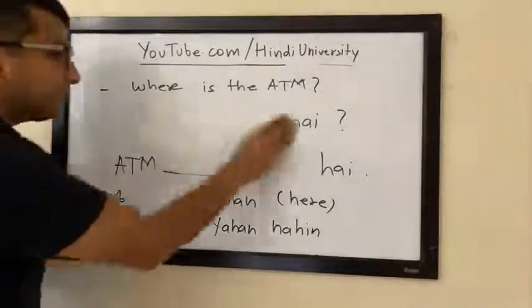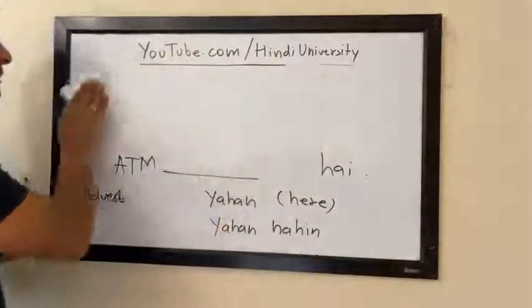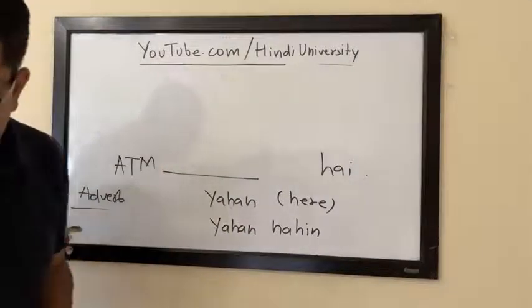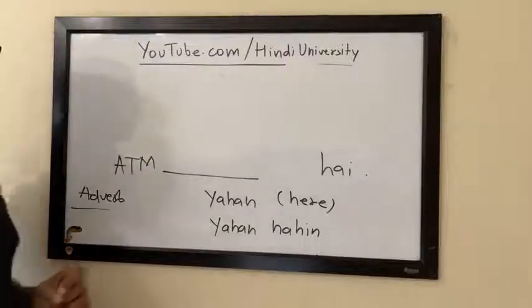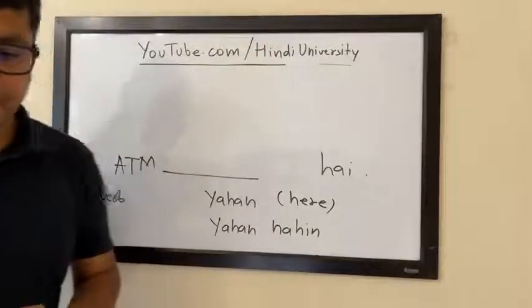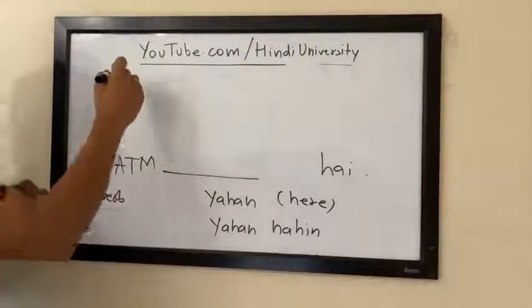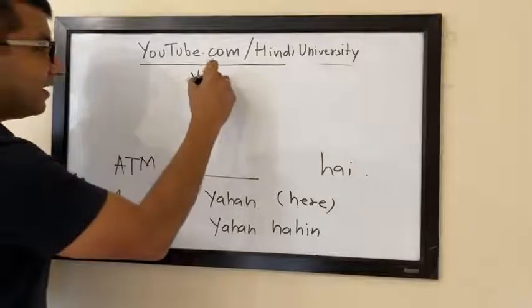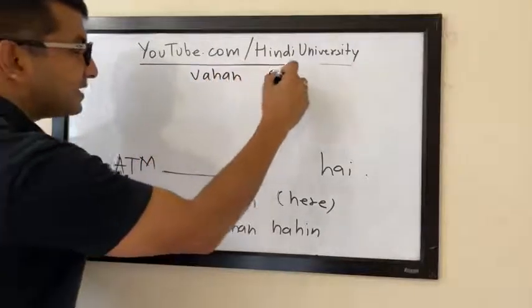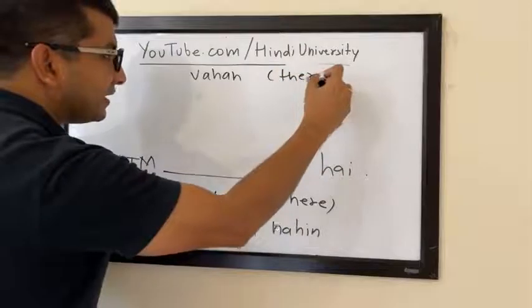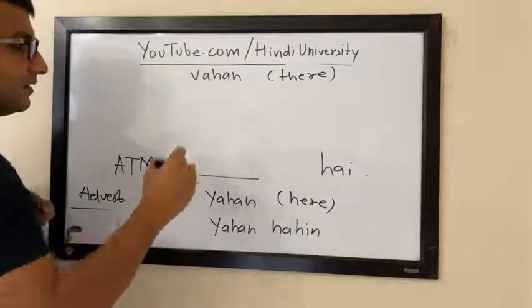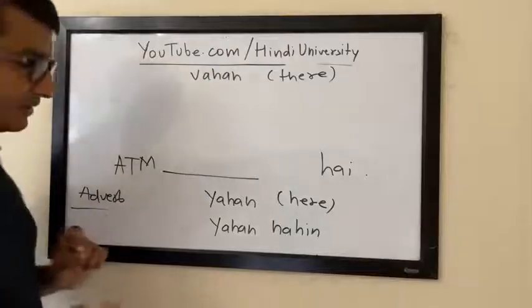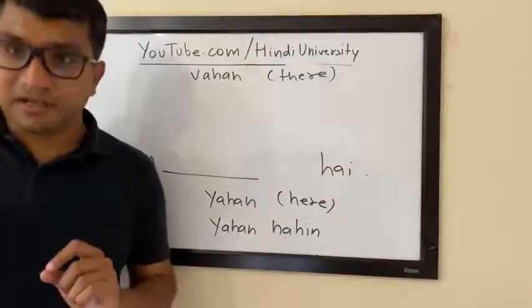Let's say now you want to say ATM is there. Simple thing, nothing fancy. Miraji, how will you say ATM is there? And you point out, there's the ATM. ATM वहाँ है. Very good, right? वहाँ है. And वहाँ is there. And then similarly, the negative sentence would be, Miraji? ATM वहाँ नहीं है.